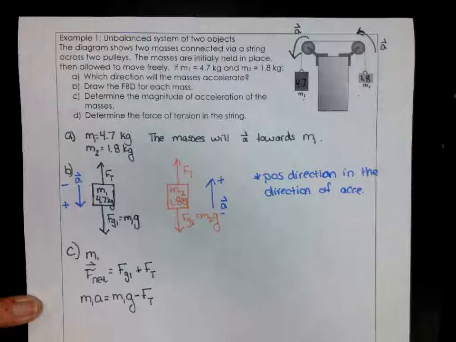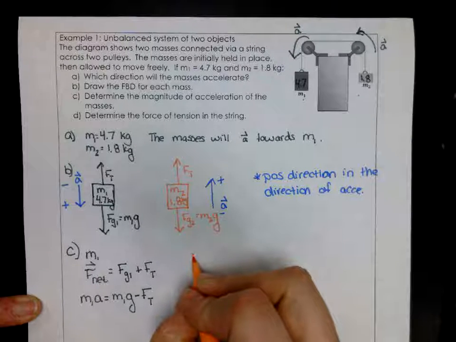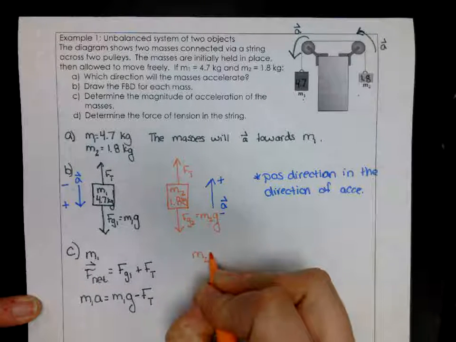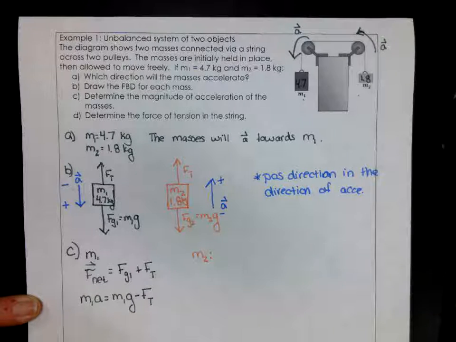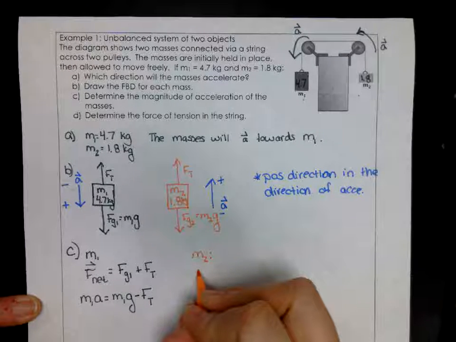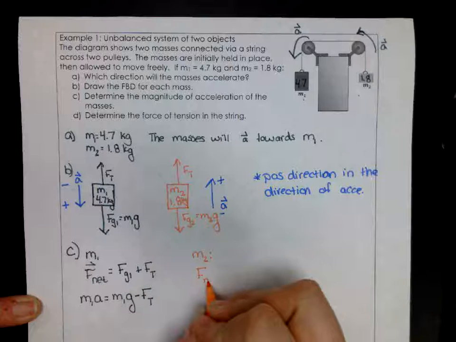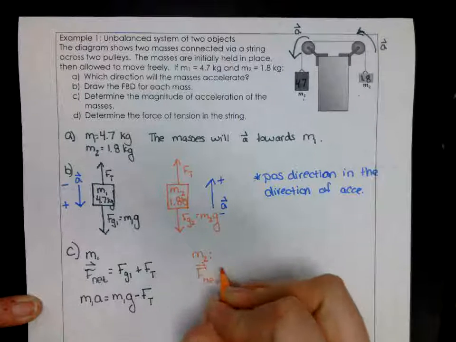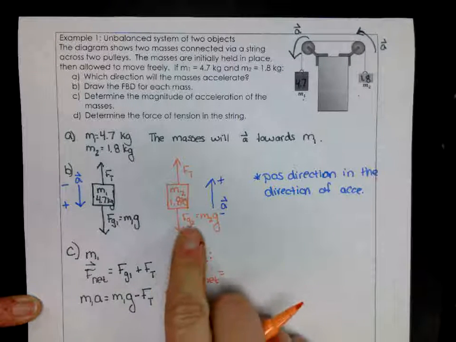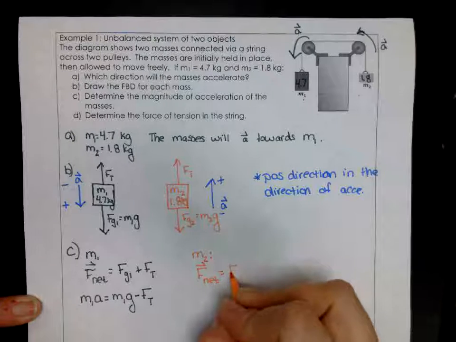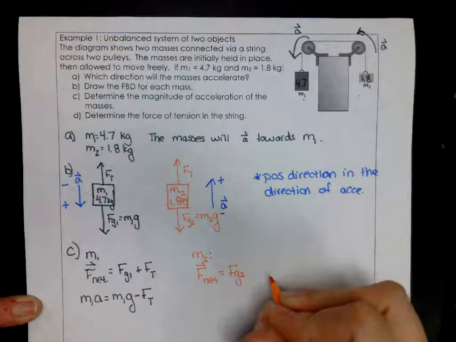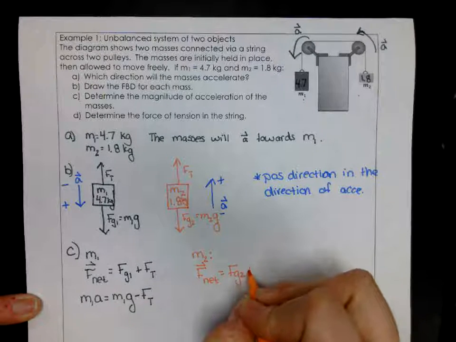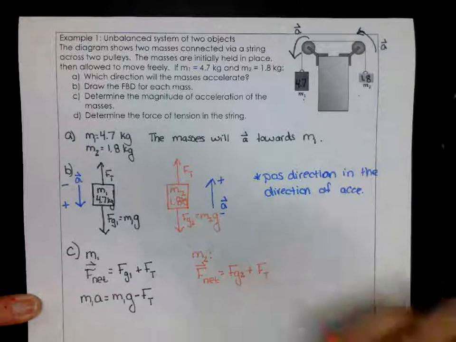So let's do the same thing for our second mass, mass 2. For mass 2, our net forces are what we need to look at first. So our net forces are the force of gravity on object 2 and the force of tension.